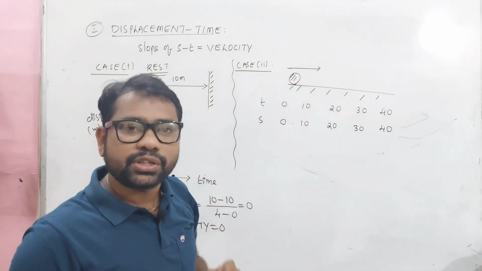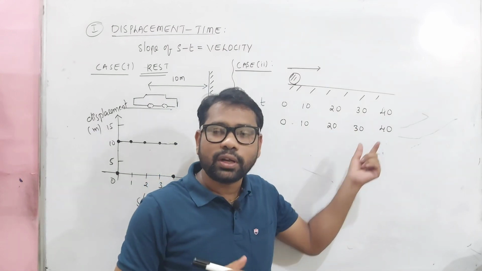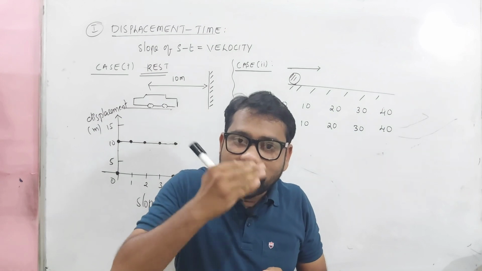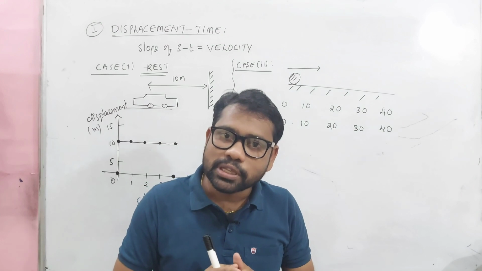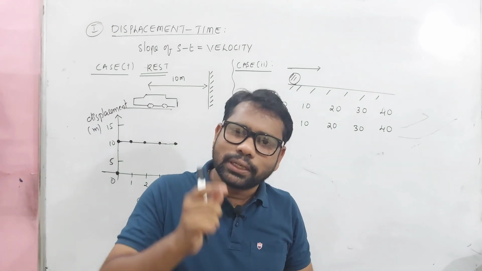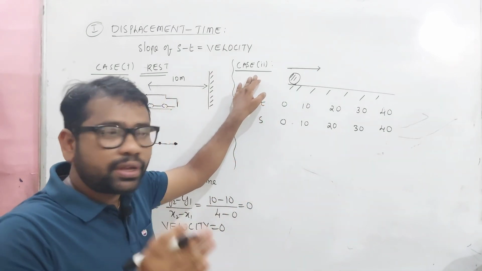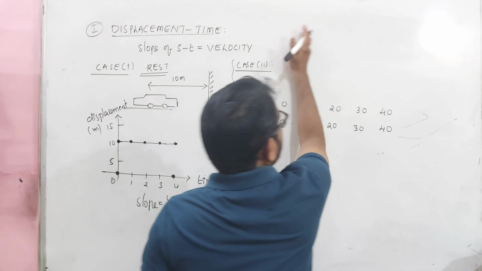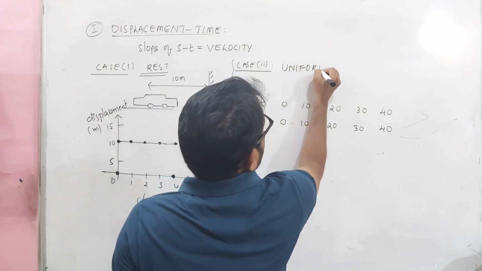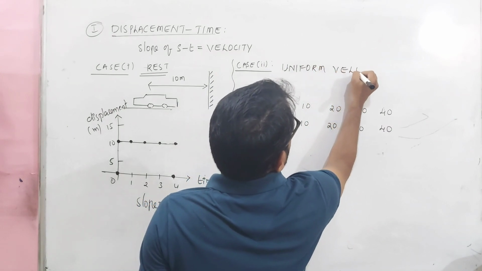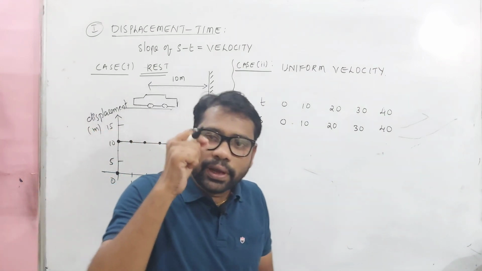Dear children, if you notice here, the change in displacement is the same. The body is covering equal displacements in equal intervals of time. Whenever a body covers equal displacements in equal intervals of time, we can say that the body is moving with a uniform velocity. So the second case we are going to study is uniform velocity. When a body is moving with a uniform velocity, how will the displacement time graph be, and how can we calculate the velocity in that case?